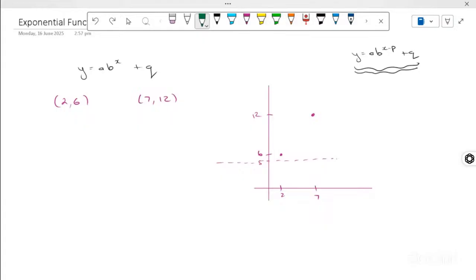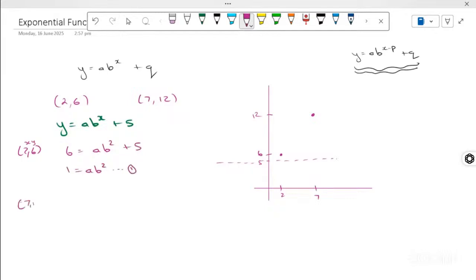Okay, so substituting 2 and 6 in will become 6 equals to, by the way, q we're saying we're going to assume equal to 5, right? So therefore my new equation, let me write the new equation first for you. So you got y equals ab to the power of x plus 5. And now we're going to go ahead and substitute it in. Okay, let's go to the first one. So we substitute 2 and 6 in here. 6 equals ab squared plus 5. So 1 equals ab squared, equation number 1.